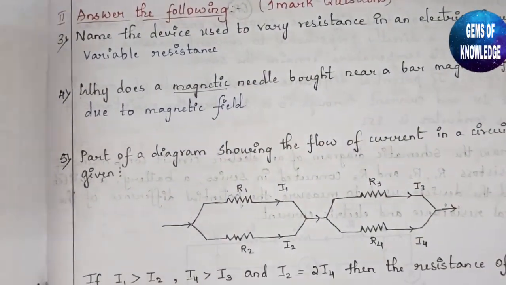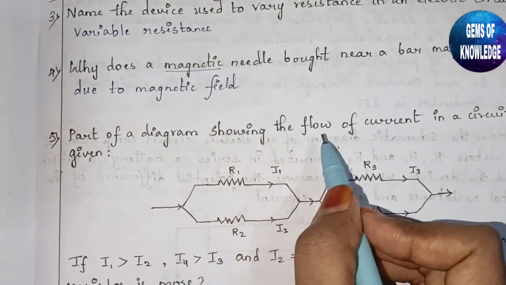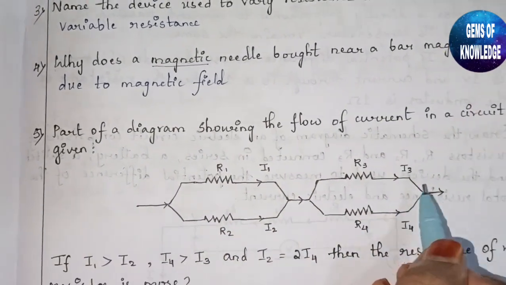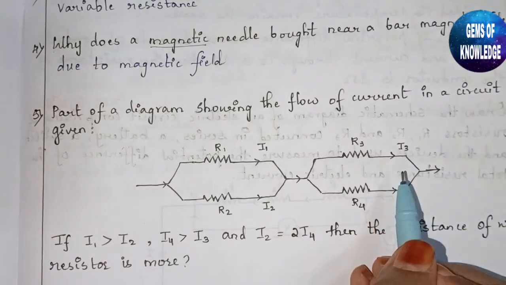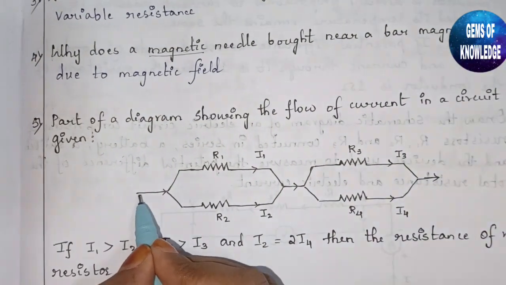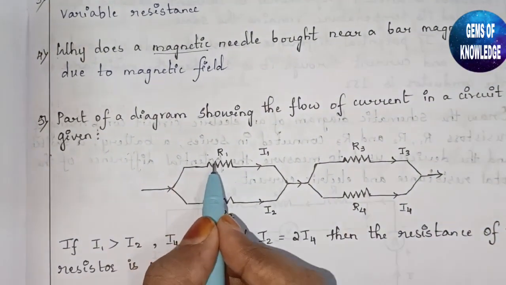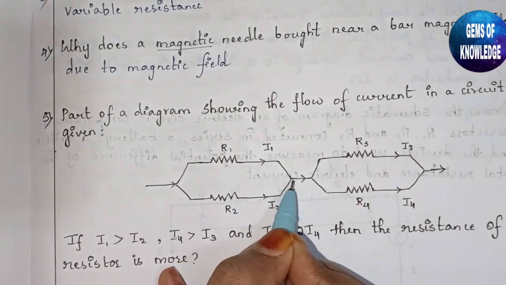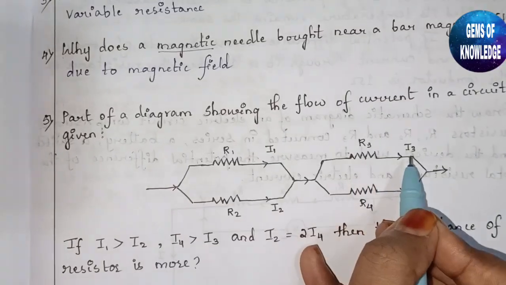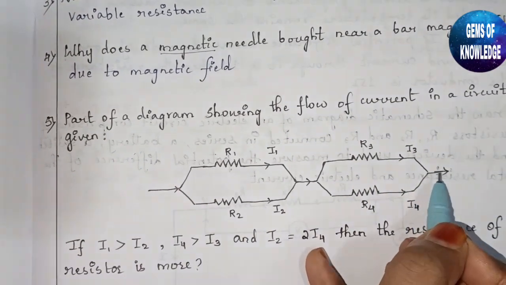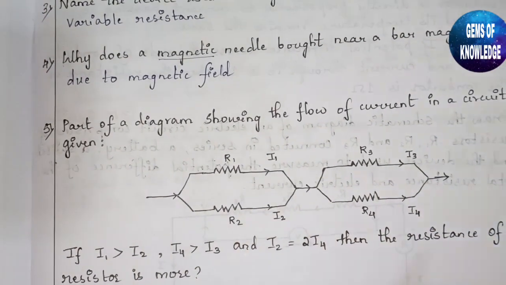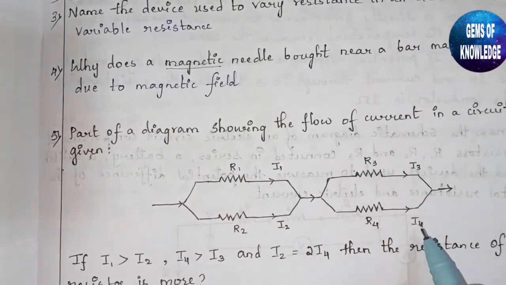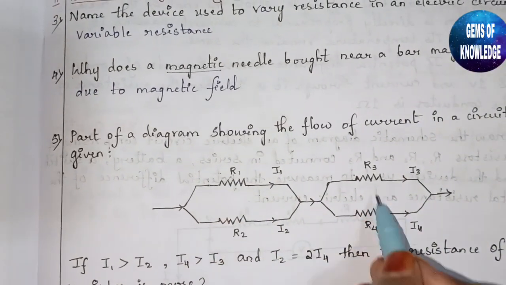Next, part of a diagram showing the flow of current in a circuit is given. So one diagram is given here which shows the flow of current in that particular circuit. You can see the current is flowing like this, then it is moving in this manner, from here to here and from here to here. This is I1, I2, I3, I4 and this is resistance 1, 2, 3 and 4.